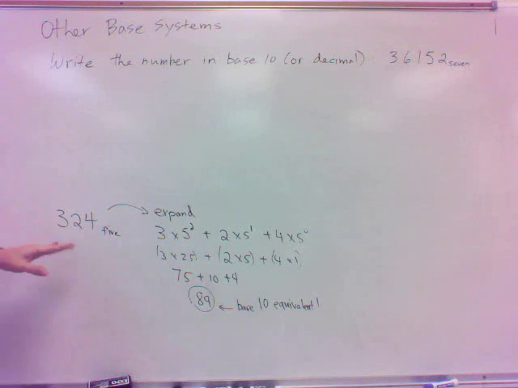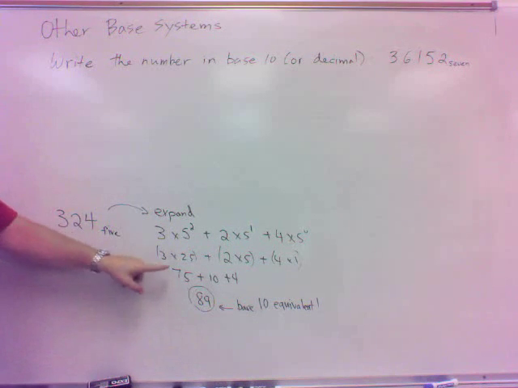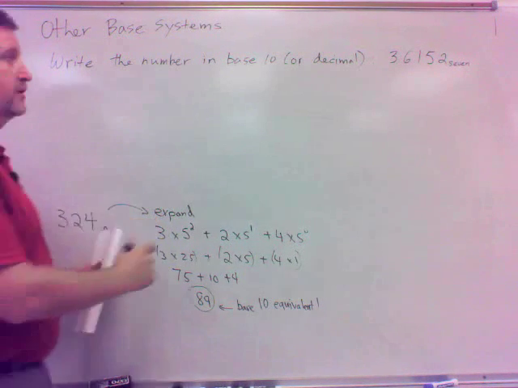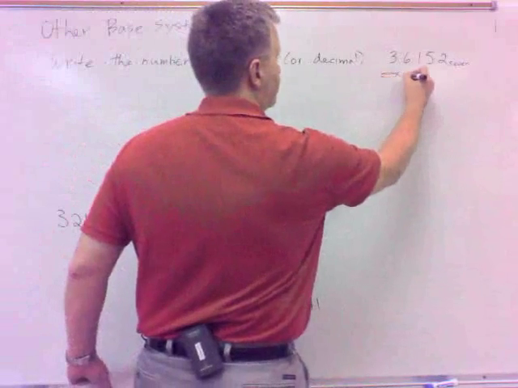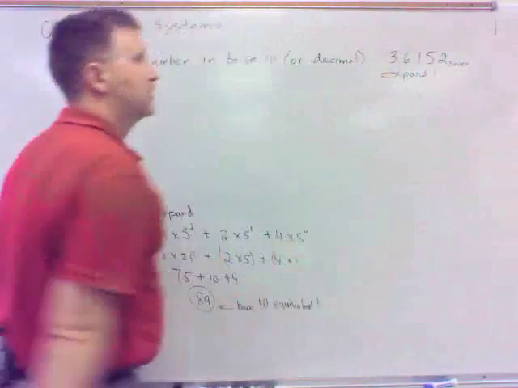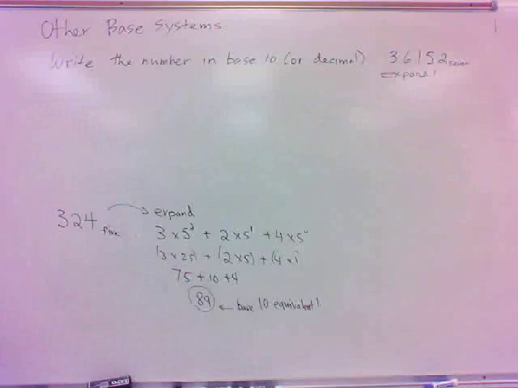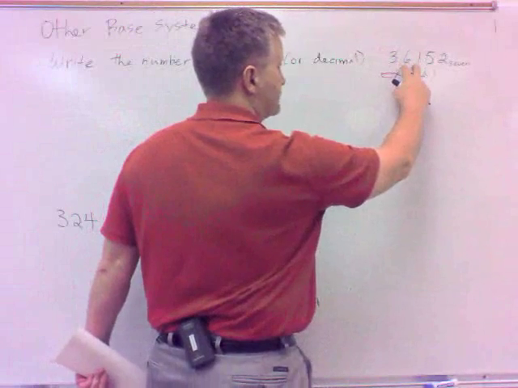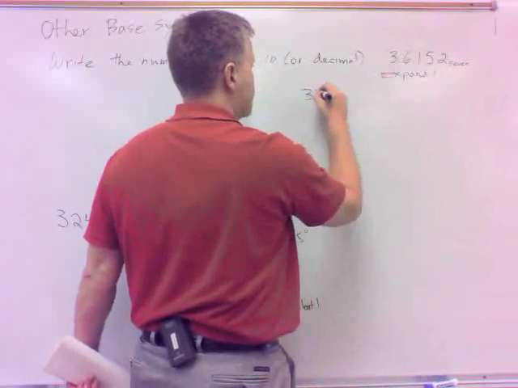Well, how do we write this number in base 10? We expanded, right? So we're going to expand. 3, 6, 1, 5, 2, base 7. To write that in base 10, I'm going to expand it. That means take 3 times what it's multiplied by, 6 times what it's multiplied by.